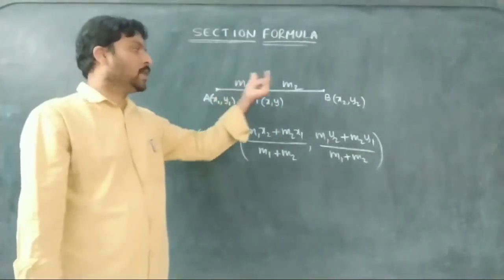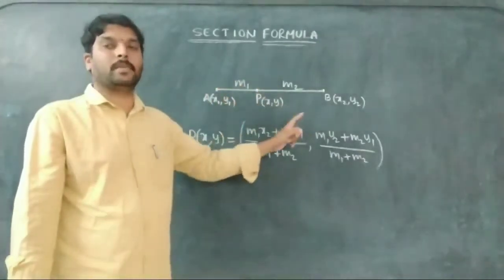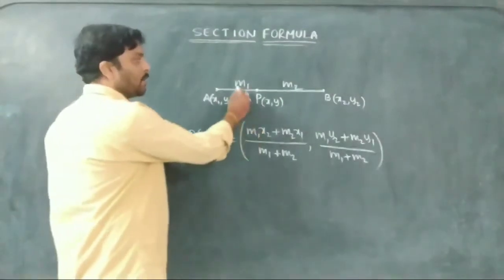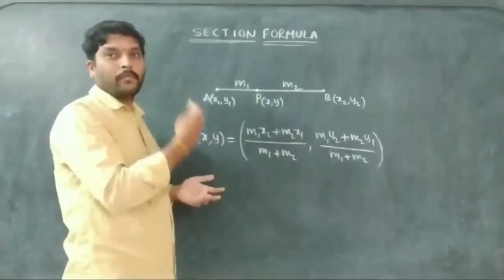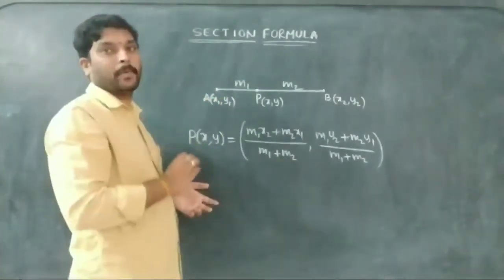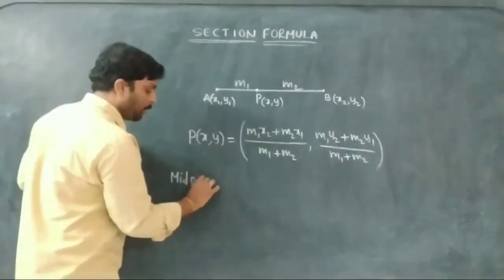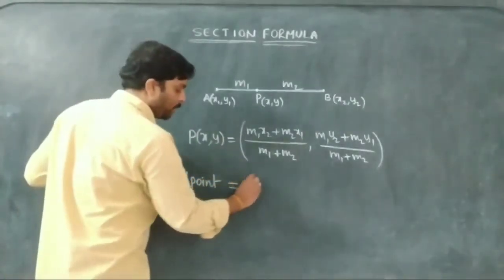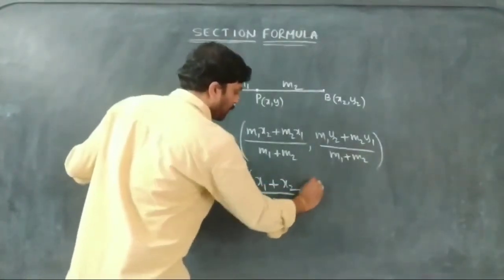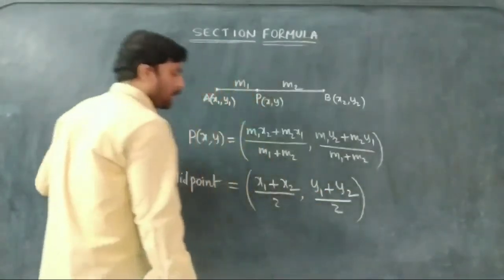First suppose this ratio is equal. Then the point is the exact middle of the line segment, which means the point is the midpoint of the line segment. So suppose m1 is to m2 is equal to 1 is to 1, 2 is to 2, 3 is to 3, which means it is exactly the midpoint. So now the midpoint formula: midpoint is equal to (x1 plus x2) by 2, (y1 plus y2) by 2. This is called the midpoint formula.